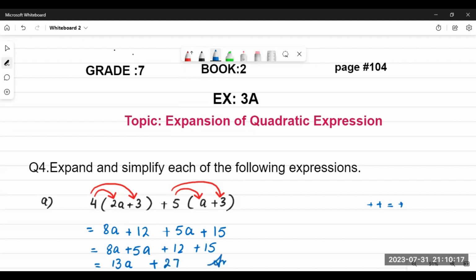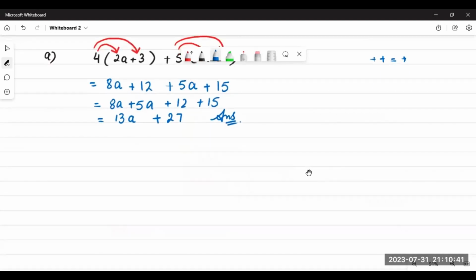And that's the final answer. How to do the question? Whatever number is outside the bracket, multiply that number with the first term also, with the second value also. And then after the multiplication step, you have to collect the like terms. And after collecting the like terms, the last step is your final step. I will do one more example over here. That is the D part of the question.